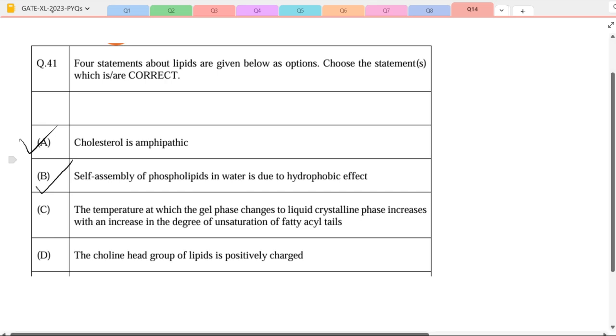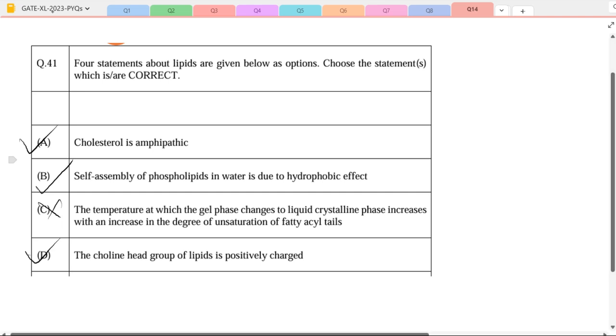Absolutely true because it's a repelling environment for the phospholipids. They are hydrophobic in nature predominantly. And the third one is the temperature at which the gel phase changes to liquid crystalline phase increases with an increase in the degree of unsaturation of fatty acyl tail. So this is not true. It's the other way around. And the choline head group of lipids is positively charged.